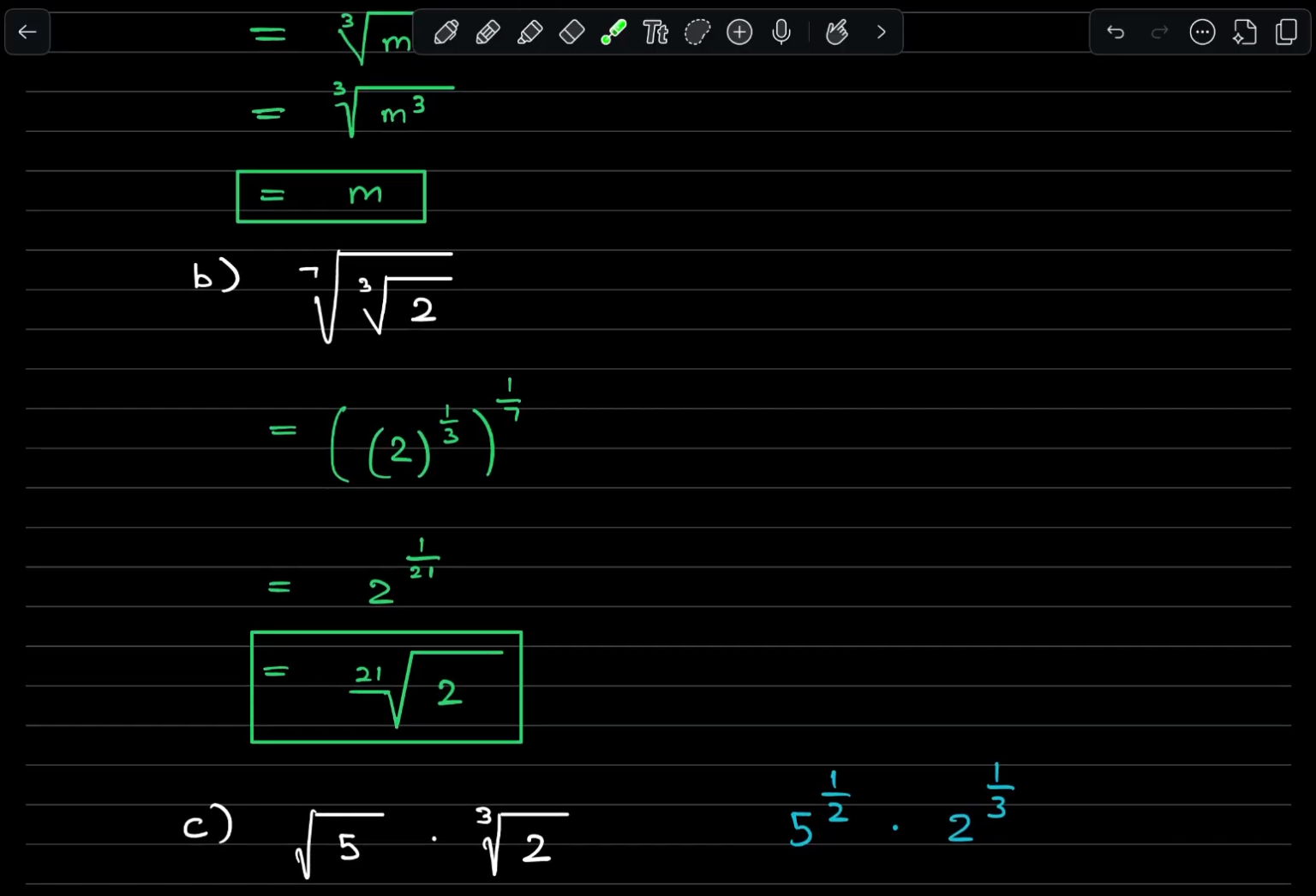The problem is we have neither of them here. We don't have the same base. We have a 5 and a 2, and we have a square root and a cube root.